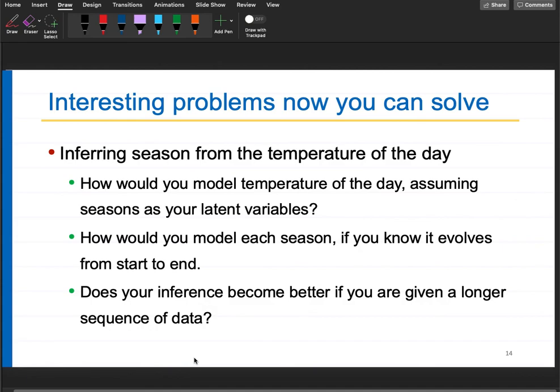Now you know that the seasons follow a particular sequence. But even within a season there is variation. This temperature is not following the same distribution throughout the season. Even within the season there is variation in the distribution of temperature. How do you model that? Yes, a second layer of latent variables, or within each season another latent variable.